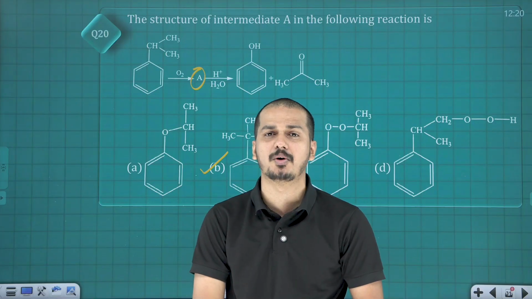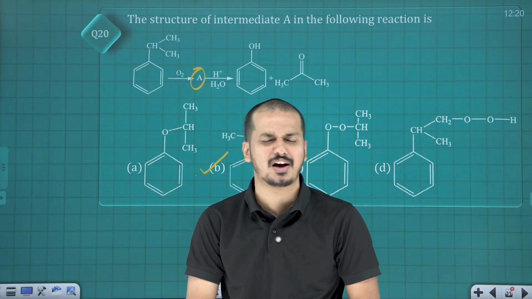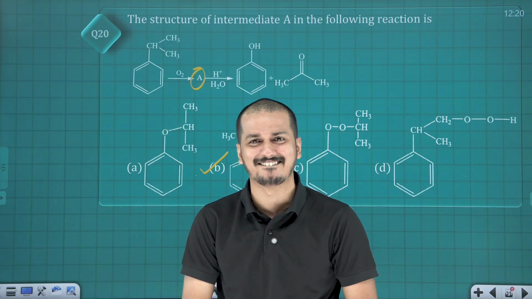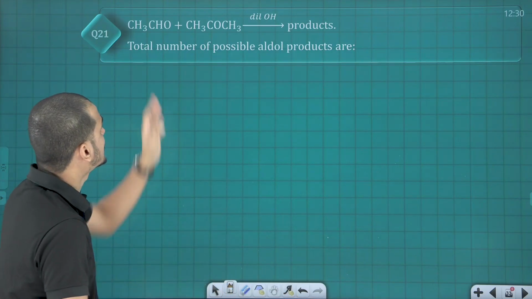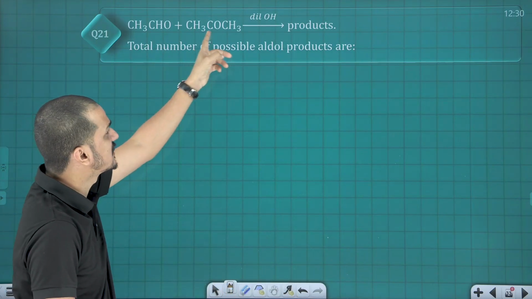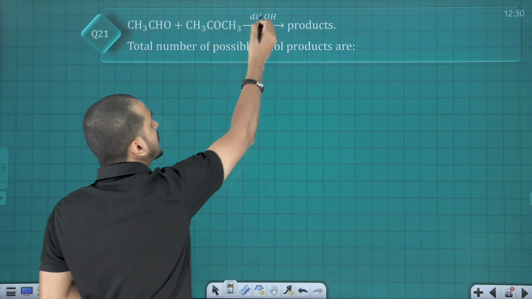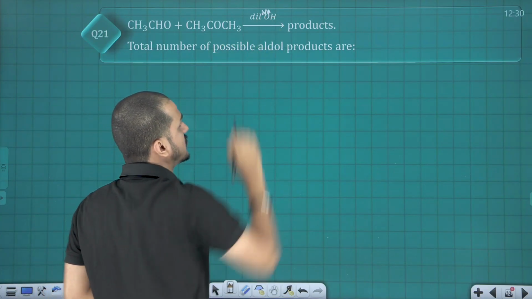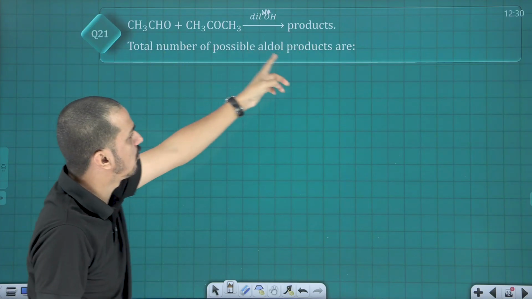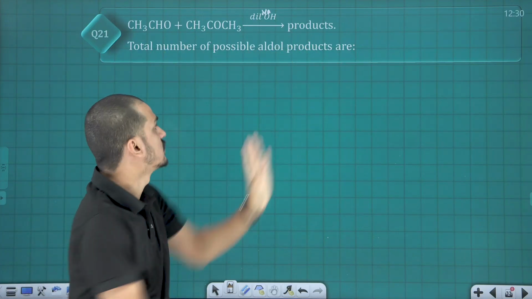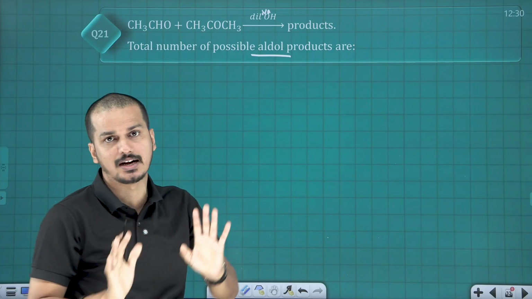Next we have to look at 5 integer type questions. All of you are happy, I hope so. Ready? So dears, this is the first integer type question. CH3CHO and CH3COCH3. Once you are treating with dilute NaOH, it gives products. The question is: total number of possible aldol products is. So from here itself we can understand this is aldol condensation.